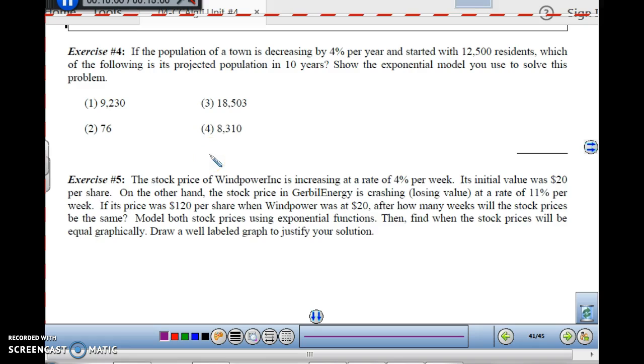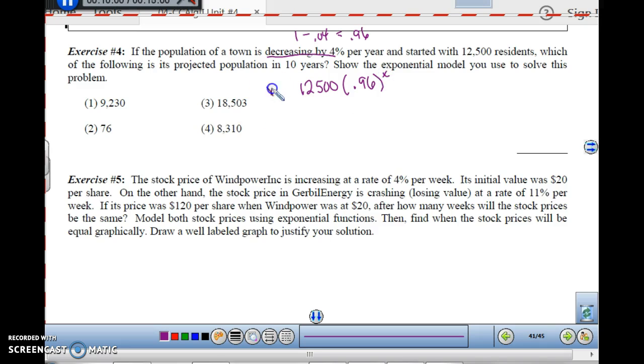All right, so for our exponential model, what is our starting number of residents? Well, it would be 12,500. All right, now it is decreasing by 4% each year. So do we add or do we subtract? We would subtract. All right, so what percent are you going to have left if you take away 4% every year? Well, it would be 1 minus 0.04, which would be 0.96, so it would be 96%. You'd have 96% left every year.